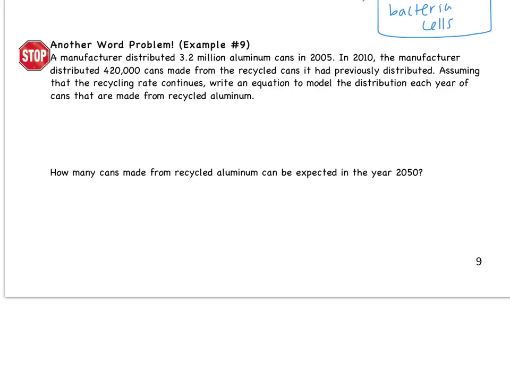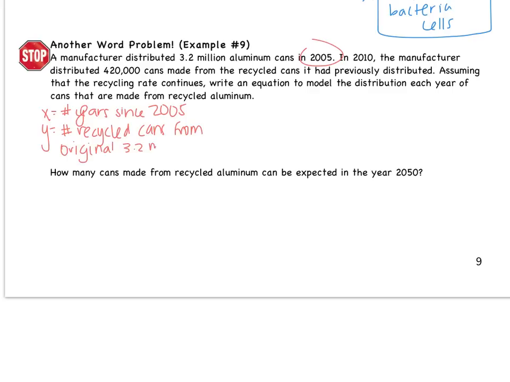So there's two things that we're looking at. We need to determine what's our x and what's our y. We start out in 2005. So x is going to be the number of years since 2005. Y is going to be the number of recycled cans from the original 3.2 million. Okay, so that part's tricky. We're not looking at all recycled cans. All we're looking at is how many cans each year are recycled from that original 3.2 million.